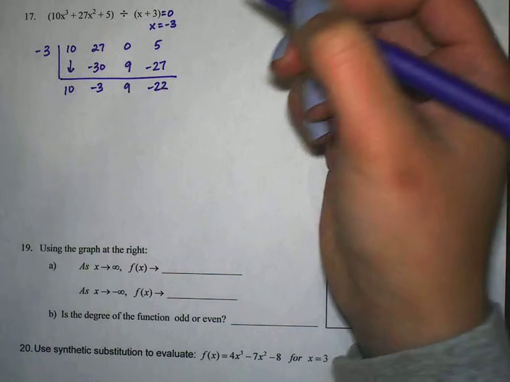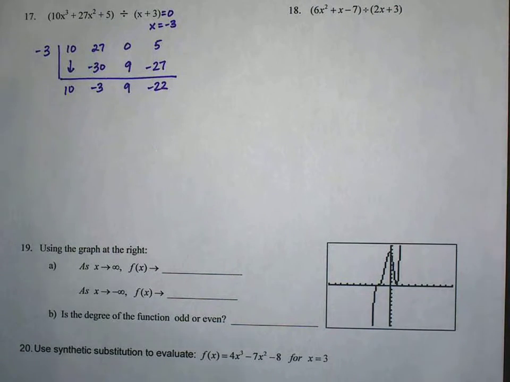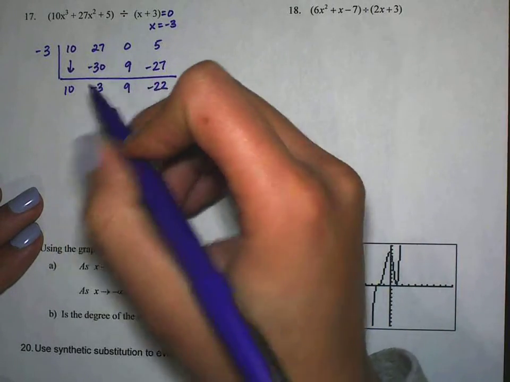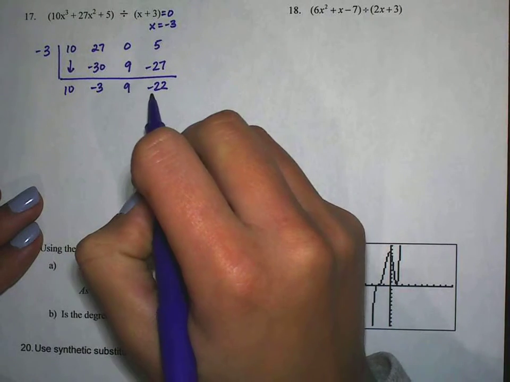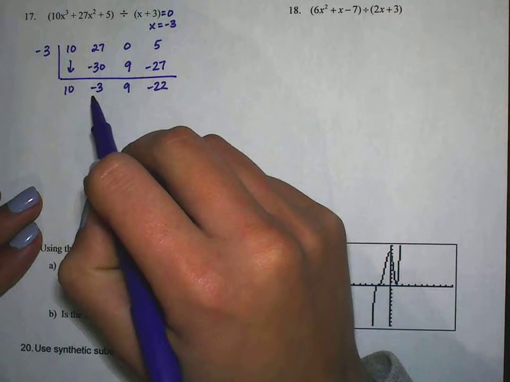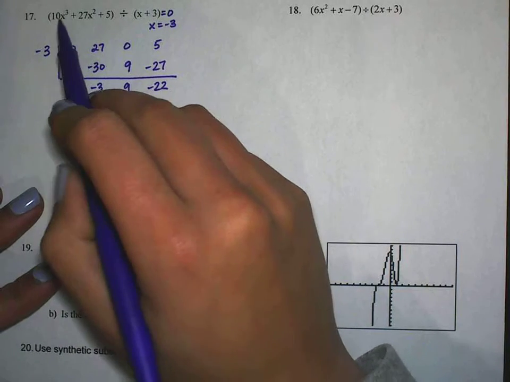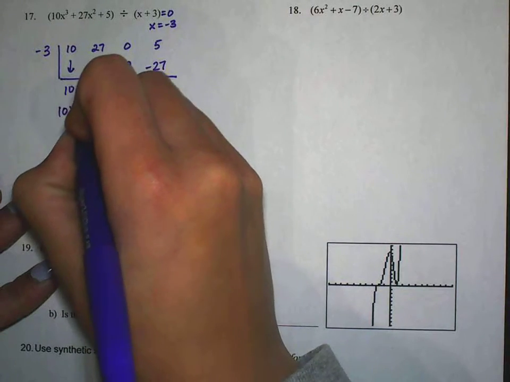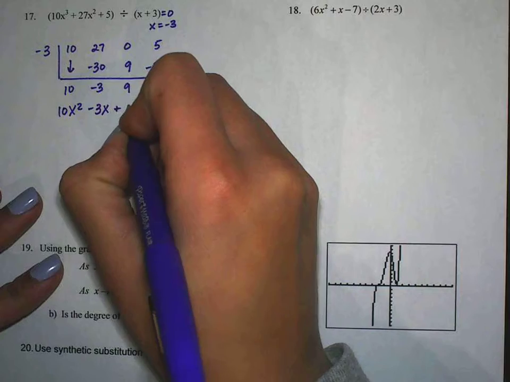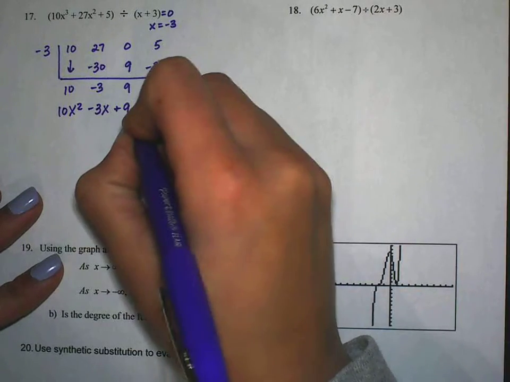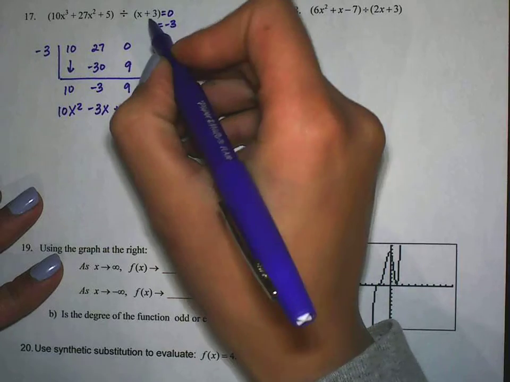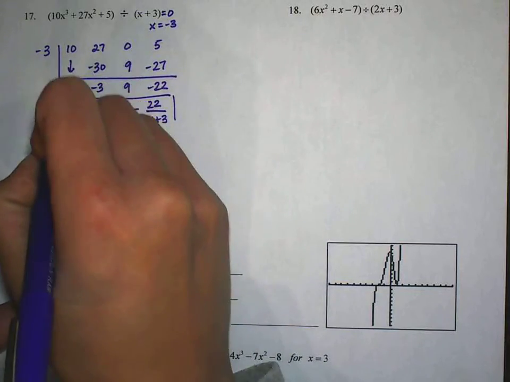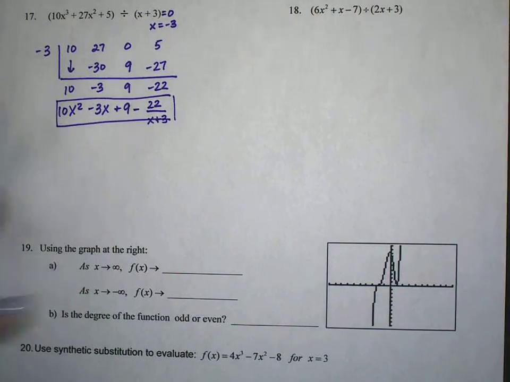It's okay that we don't get a 0 at the end because we're not trying to figure out if x equals negative 3 is a 0, we're just trying to divide. So there's two ways you can interpret this. Remember, this is your remainder, ones place, x's, and then x squareds. Or if we start off with x cubed, you just go 1 down. So 10x squared minus 3x plus my constant, and this is my remainder. So minus 22 over what we divided by, x plus 3. And I'm done with number 17. Oops, that's x plus 3.